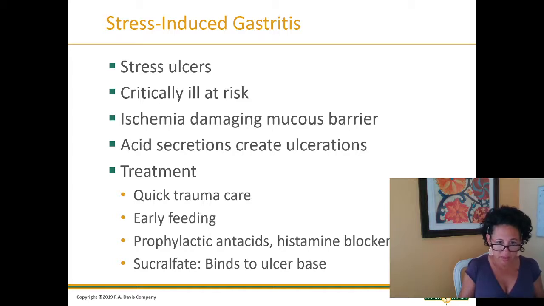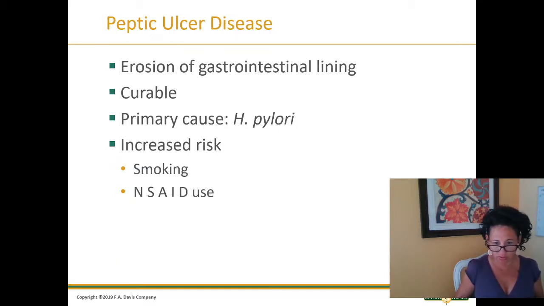So, what can we do? Quick trauma care, early feeding, prophylactic antacids, histamine blockers. These are the things that are going to help. Binders to ulcer base. Peptic ulcer disease. It's an erosion of the GI lining. It is curable. The cause generally is H. pylori again, and it will be exacerbated or increased with smoking and NSAID use. Okay.